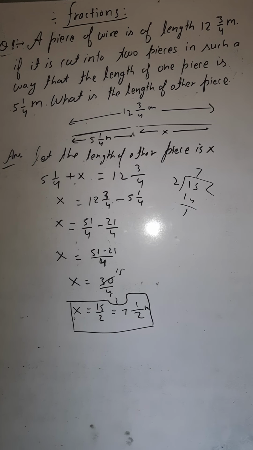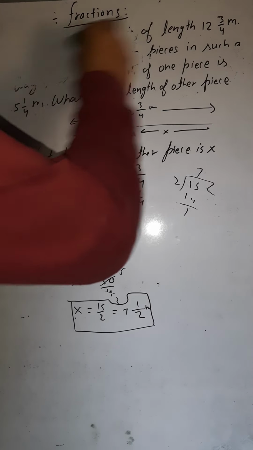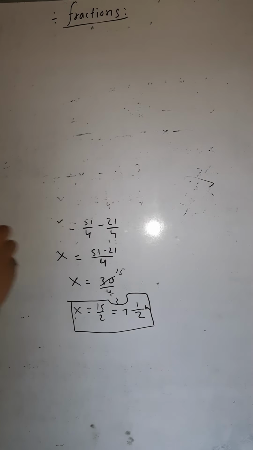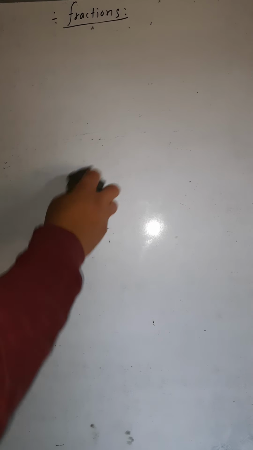Now we will be discussing the next question. So the next question is, write down the question. A rectangular sheet of paper is 12 whole 1 by 2 centimeter long. Let me write it here.